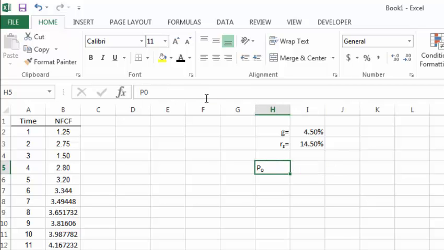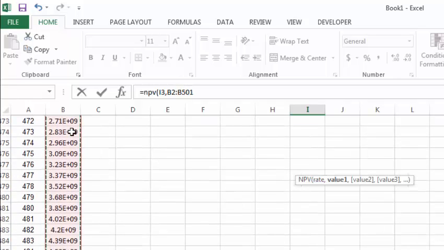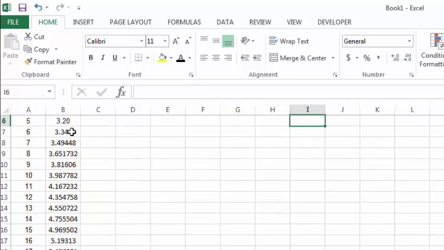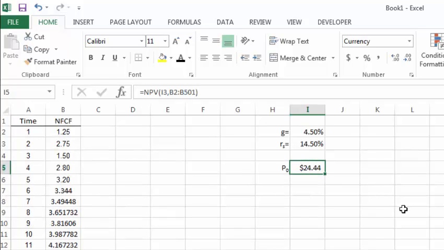I'll say my P sub 0 would be equal to the net present value at this rate of all of these. By the way, notice how big those get. 9.28 times 10 to the 9th. That's huge. Enter. So this is going to be huge, right? It's going to be $24.44.